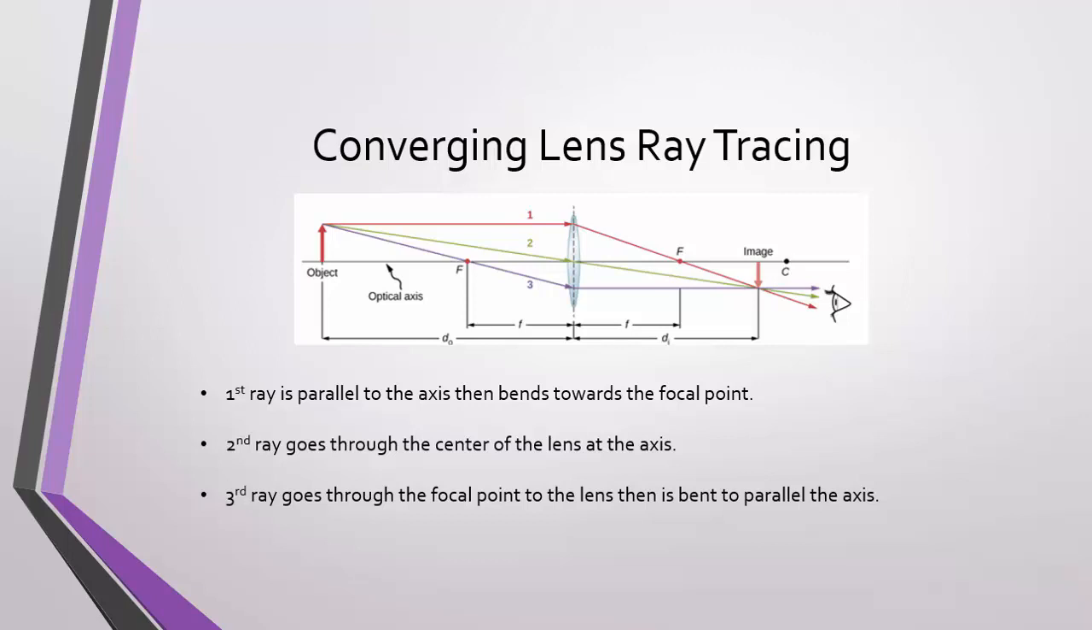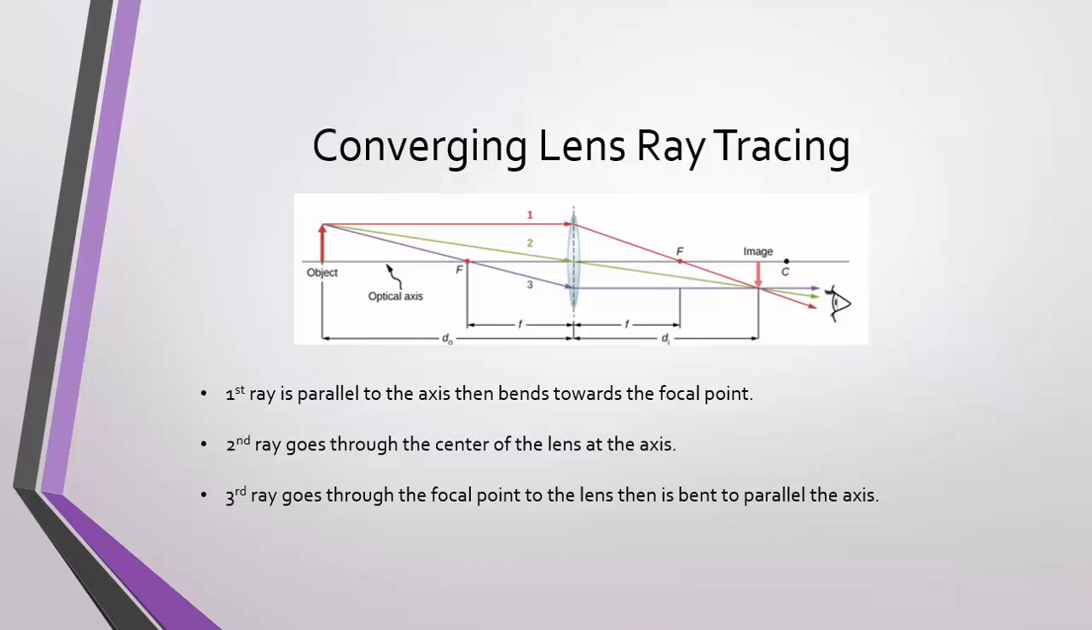First ray starts at the top of the object, it goes to the lens, and it bends at the center of the lens through the focal point on the other side. And then our second ray goes right through the center of the lens and just keeps on going. And then our third ray is kind of backwards of the first. It's going to go through the focal point on the same side as the object, hit the lens, and then run parallel to the axis.